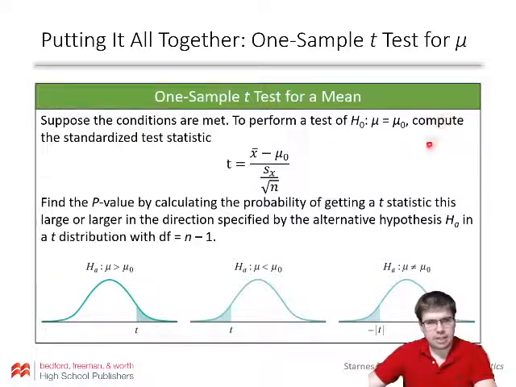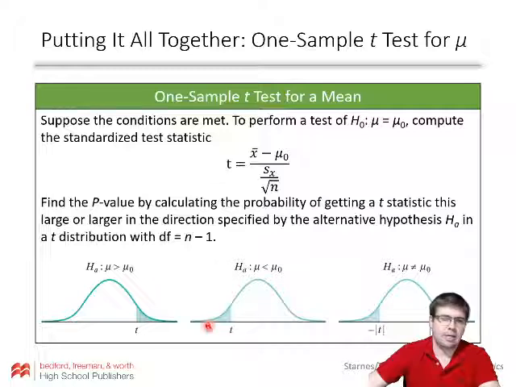So supposing the conditions for the test are met, we're going to be performing a test of mu equals mu naught. We compute that standardized test statistic, and then find the p-value by calculating the probability of getting a t statistic this large or larger, in the direction specified by the alternative hypothesis, with degrees of freedom n minus 1. So if it's a one-tail test to the right, if our alternative is mu greater than, we go a right tail. If it's mu less than, we go a left tail. If it's not equal to, we've got to go both tails. And so whatever our t is, we go area above it and then double it, or below it and double it.